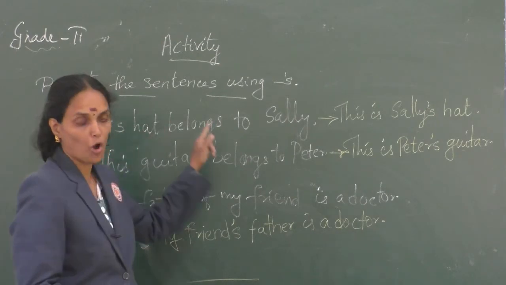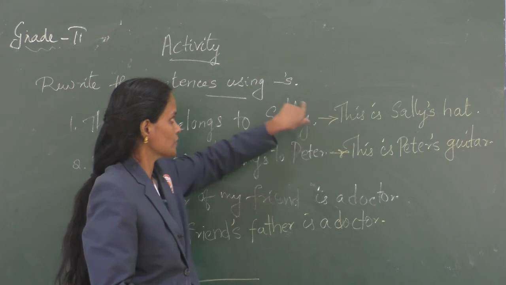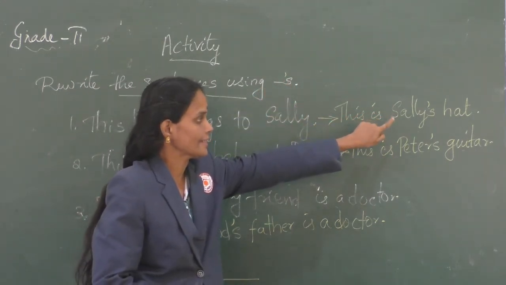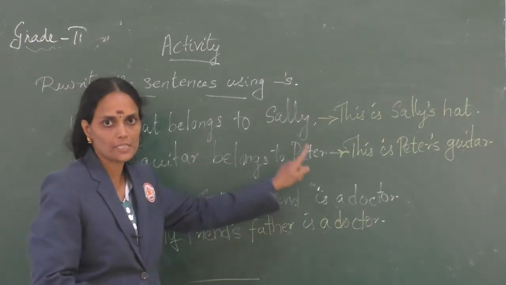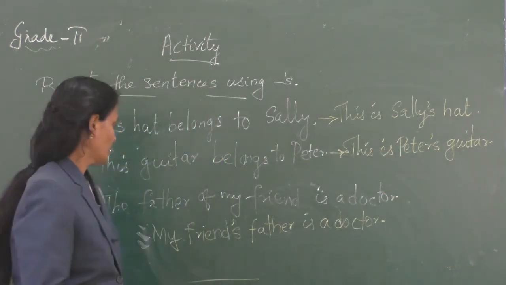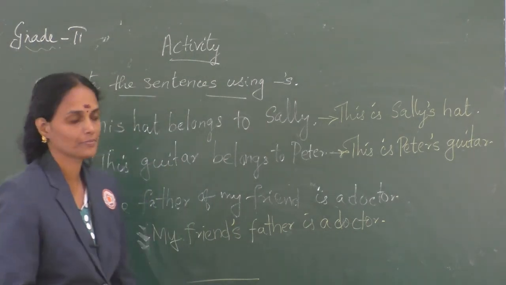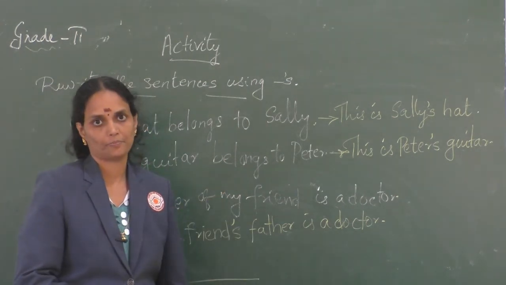This hat belongs to Sally. How can we change it using apostrophe S? This is Sally's hat. Second one, this guitar belongs to Peter. This is Peter's guitar. The father of my friend is a doctor. My friend's father is a doctor.